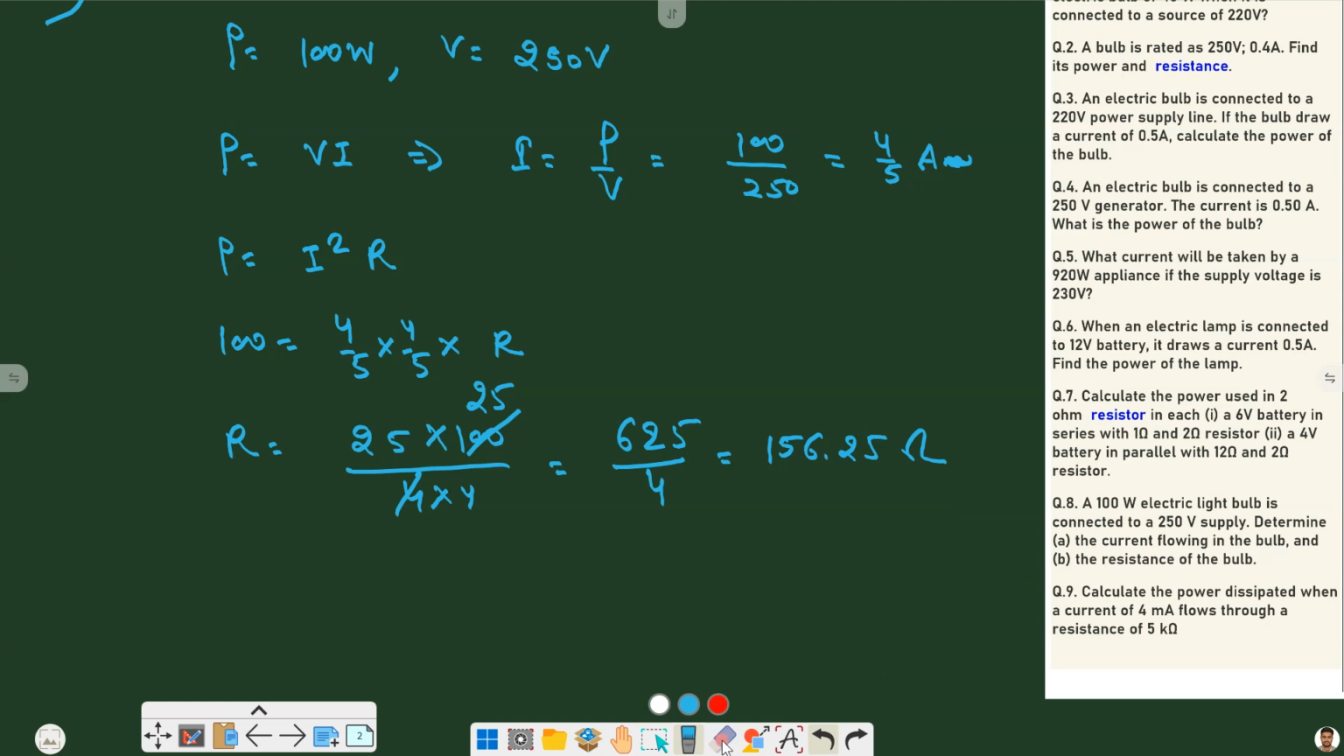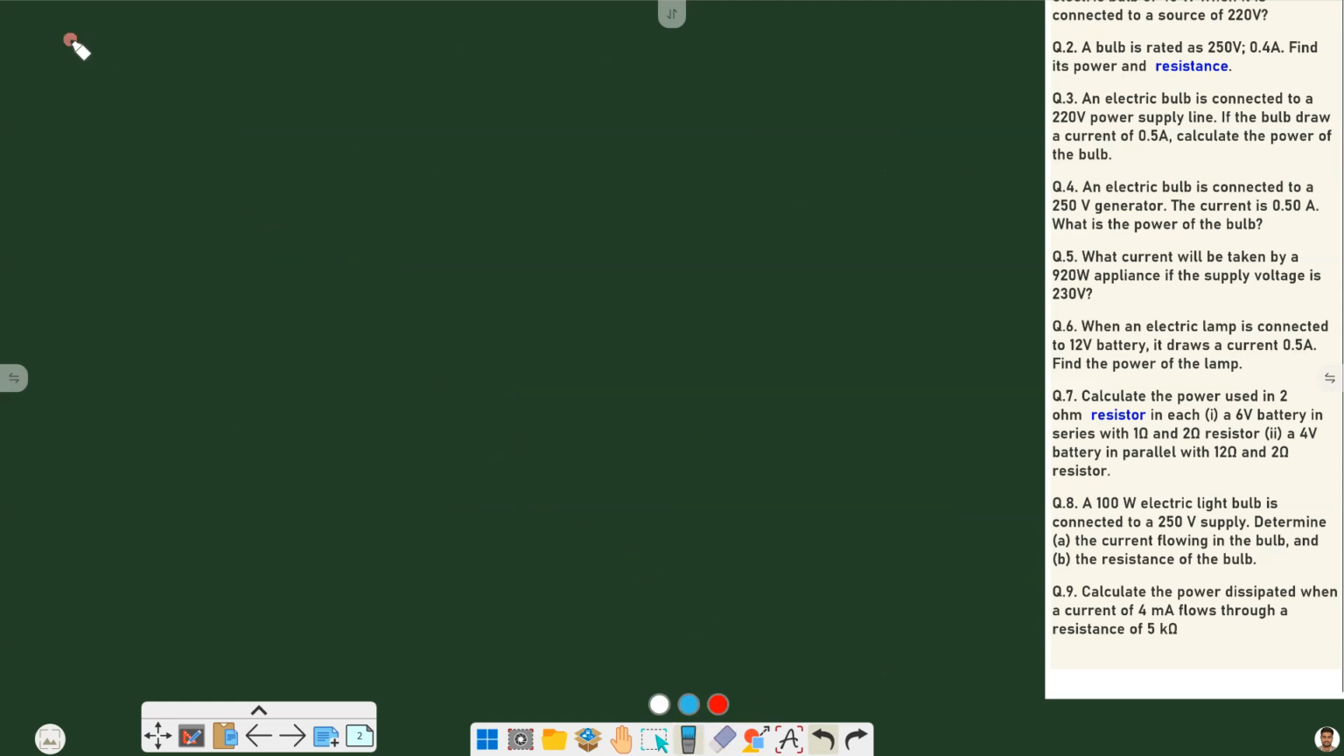Going to question number 9. Calculate the power dissipated when a current of 4 milliampere flows through a resistance of 5 kilo ohm. So we have to calculate power. Resistance is 5 kilo ohm, meaning 5 into 10 raised to the power 3 ohm. Current is 4 milliampere, meaning 4 into 10 raised to the power minus 3 ampere. So power will be I squared R.